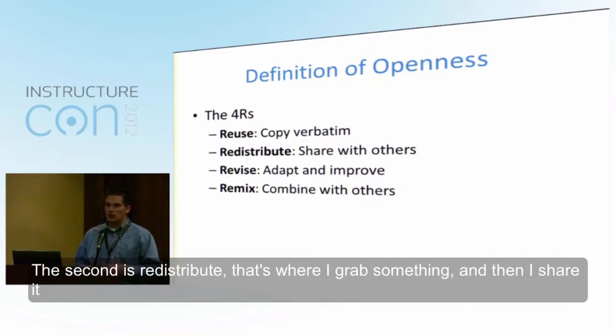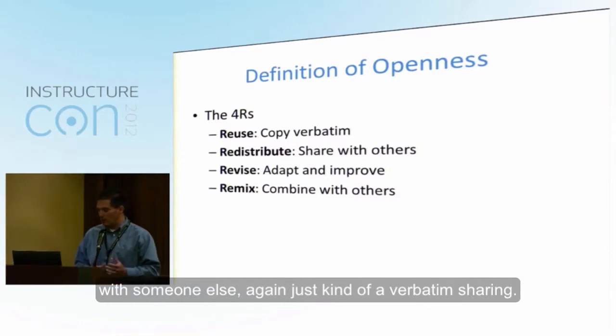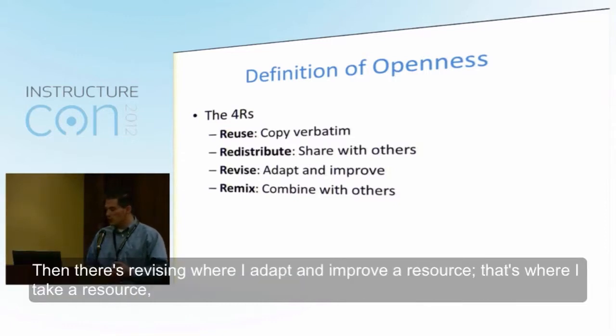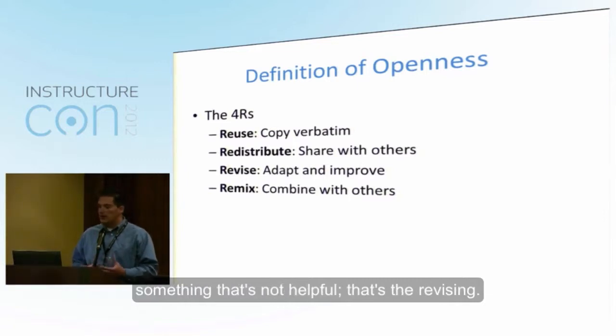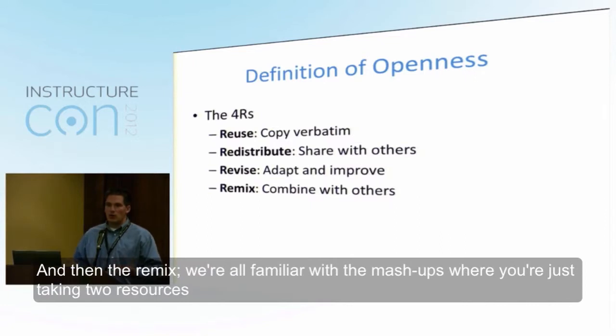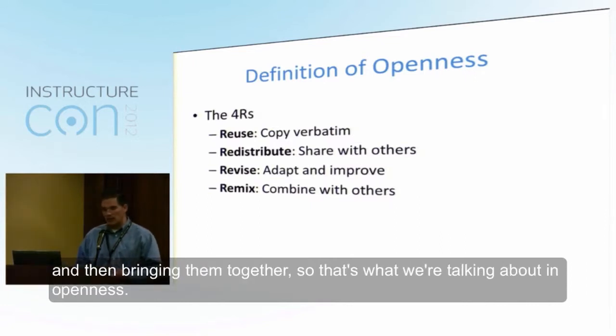The second is redistribute. That's where I grab something and then I share it with someone else, again just kind of verbatim sharing. Then there's revising, where I adapt and improve a resource. That's where I take a resource, maybe I translate it into Spanish, maybe I take out something that's not helpful. That's the revising. And then the remix, we're all familiar with the mashups, where you're taking 2 resources and bringing them together. So that's what we're talking about in openness.